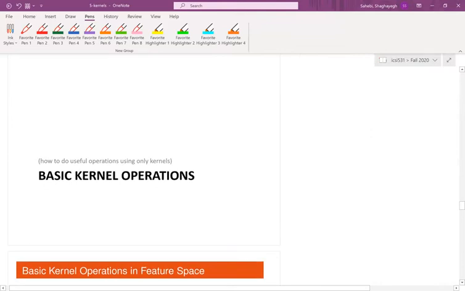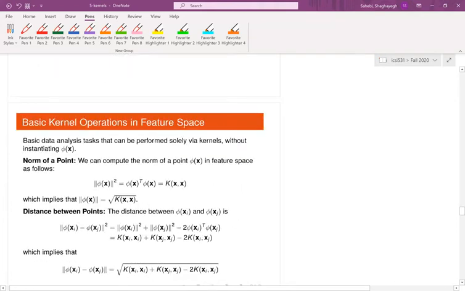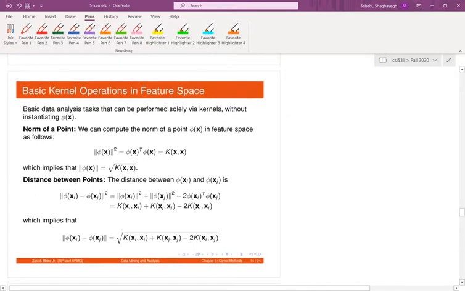Now, we also said that if we want to do the kernel trick, we need to be able to define all the operations in our method that we want to apply the kernel trick on according to the dot product between the data points, or in other words, to be defined only based on the kernel matrix. Let's see how we can do that. Let's see some basic kernel operations and how we can use the kernel matrix in them. So let's start with very basic operations.